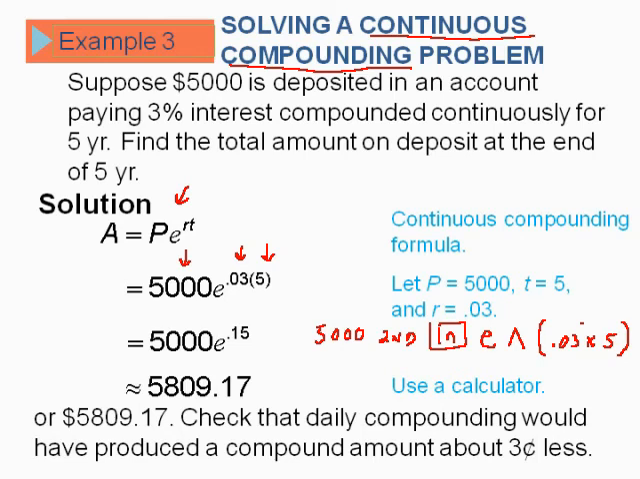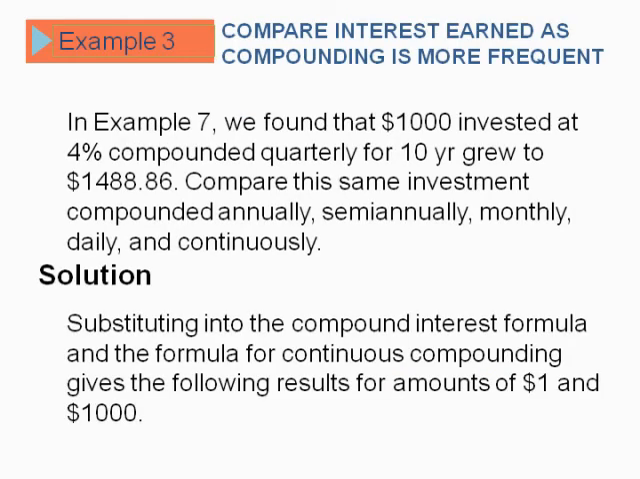So check that the daily compounding would have produced a compound amount about 3 cents less than before. In example 7, we found that $1,000 invested at 4% compounded quarterly for 10 years grew to $1,488.86. This was earlier. Compare the same investment compounded annually, semi-annually, monthly, daily, and continuously here. So substituting into the compound interest formula and the formula for continuous compounding gives the following results for the amounts of $1 and $1,000.